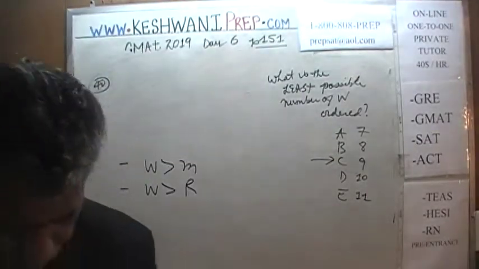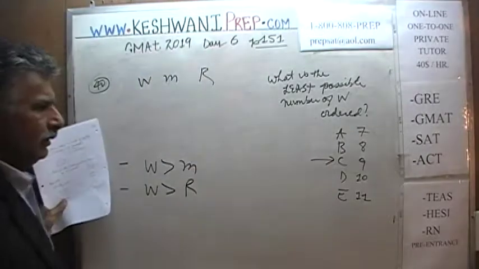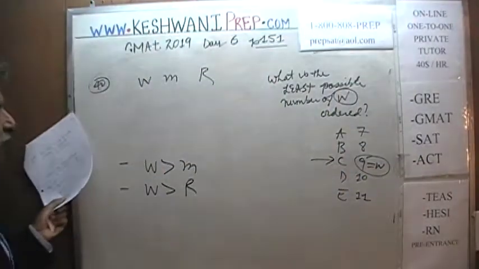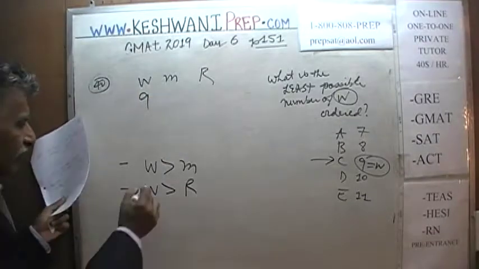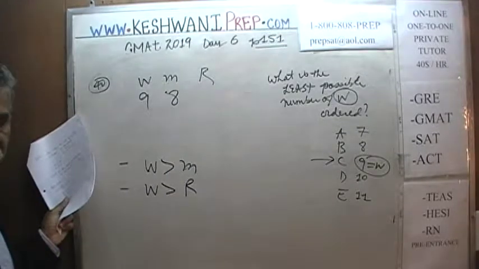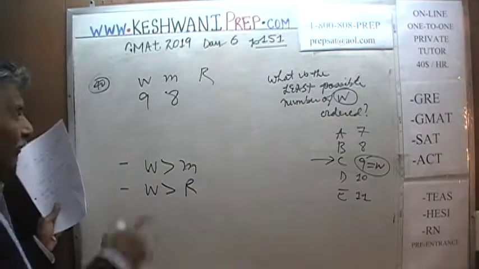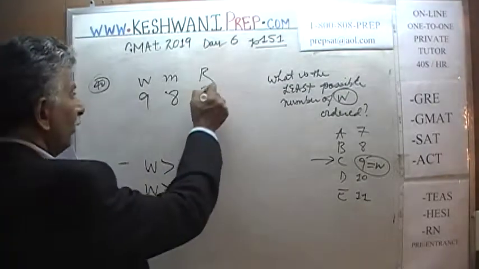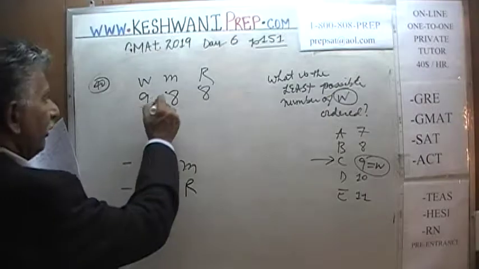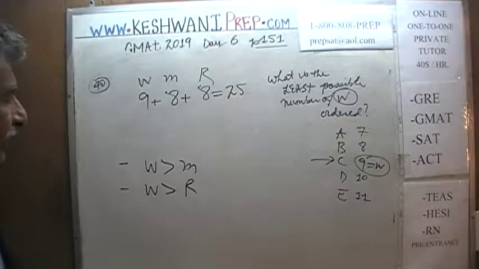Let's see what happens. Here's the Winesap, here's the Macintosh, here's the Rome. If you start from the middle, how many W's? This number represents W. Do you understand? So if you order 9 W, and because W has to be more than M, the least that we can order of M is 8, because it has to be a whole crate. Since nothing in the problem says that M and R cannot be equal, and because we want W to be as small as possible, we can order 8 of R as well, just to see if it works. And when you add them up, it's exactly 25. There we go.